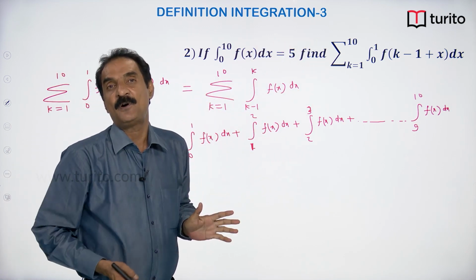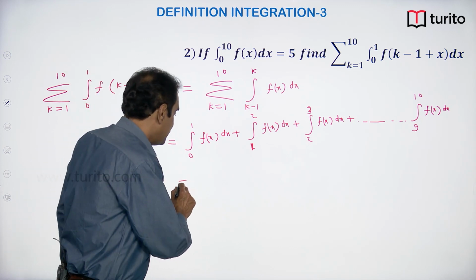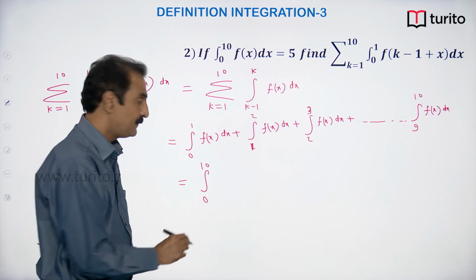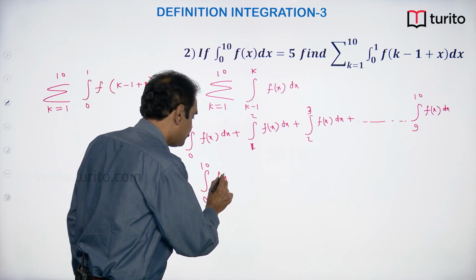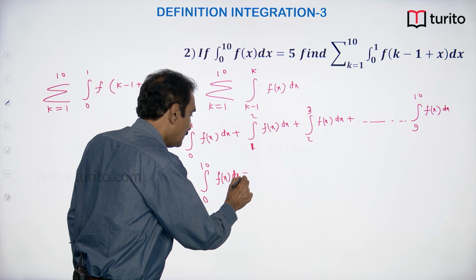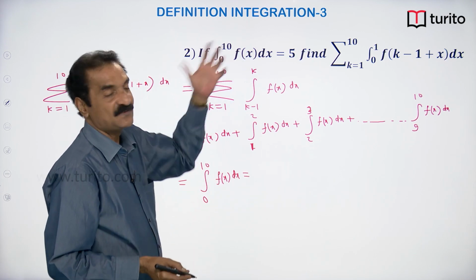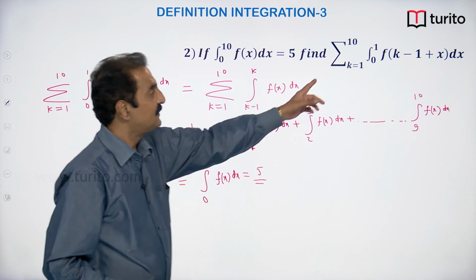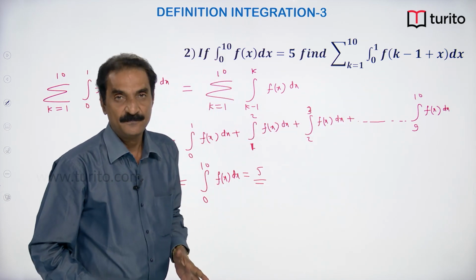What will be the sum of all these integrals? You can write it as a single integral from 0 to 10 f of x dx, and its value is given as 5. So the answer to the question is 5. The value of the sigma is 5.